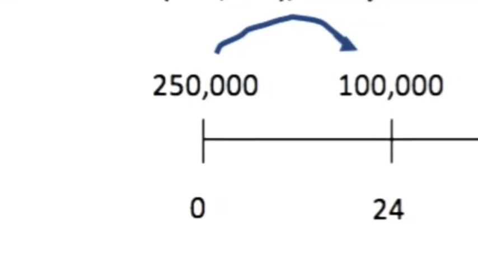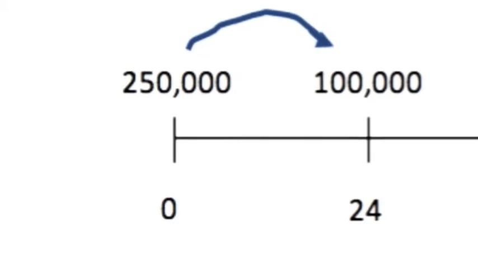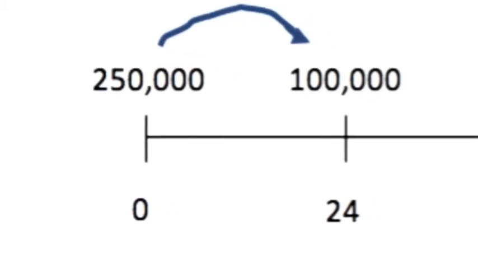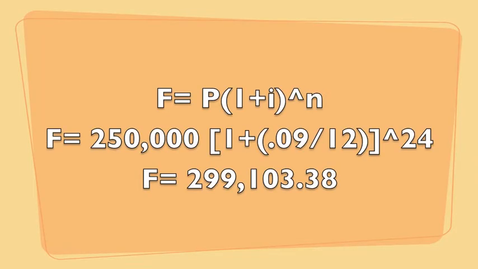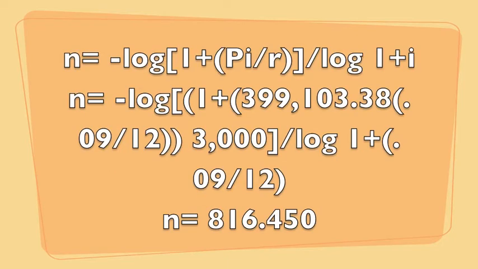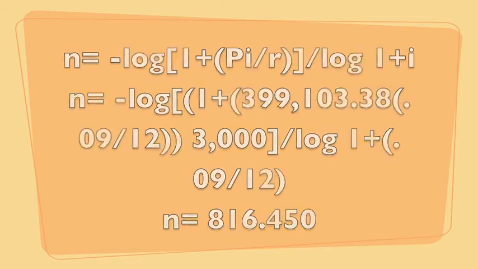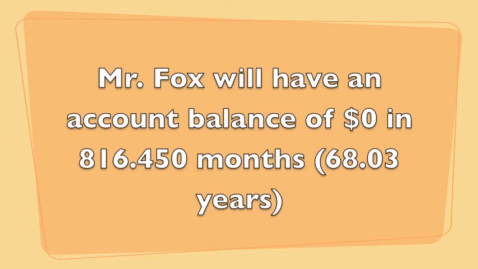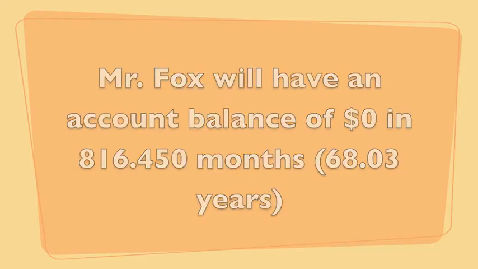We take the principal 2 years to the future. With the new interest rate, we use the future value formula. Adding the amount that Mr. Fox invested 2 years later, we have the new present value. Using the formula for time, we obtain the number of periods. Mr. Fox will have an account balance of 0 in 68.03 years.